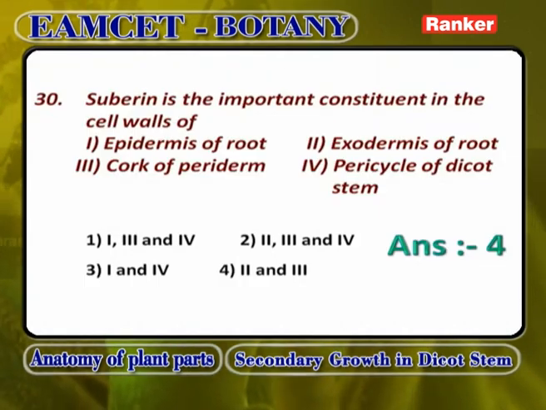Pericycle of dicot stem is sclerenchymatous. Epidermis of root absolutely does not contain suberin. So suberin is present in the exodermis of root and cork of periderm. Both definitely show suberin.